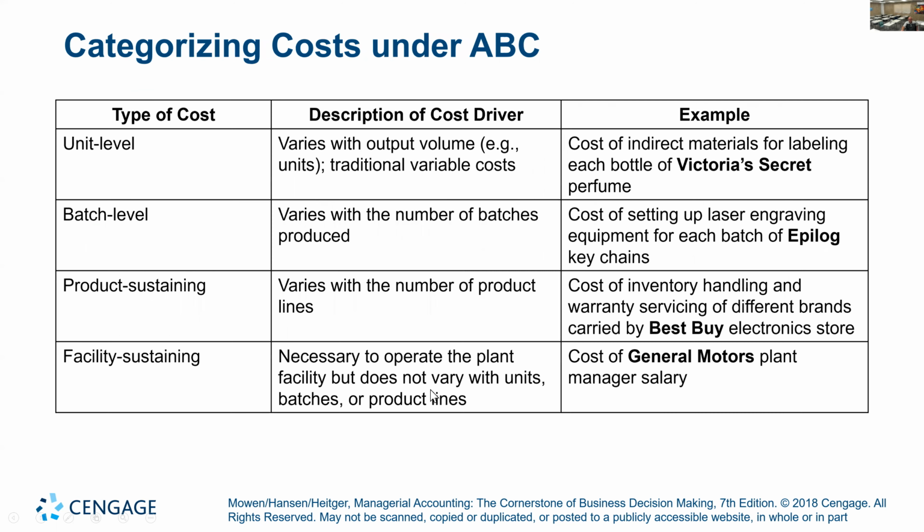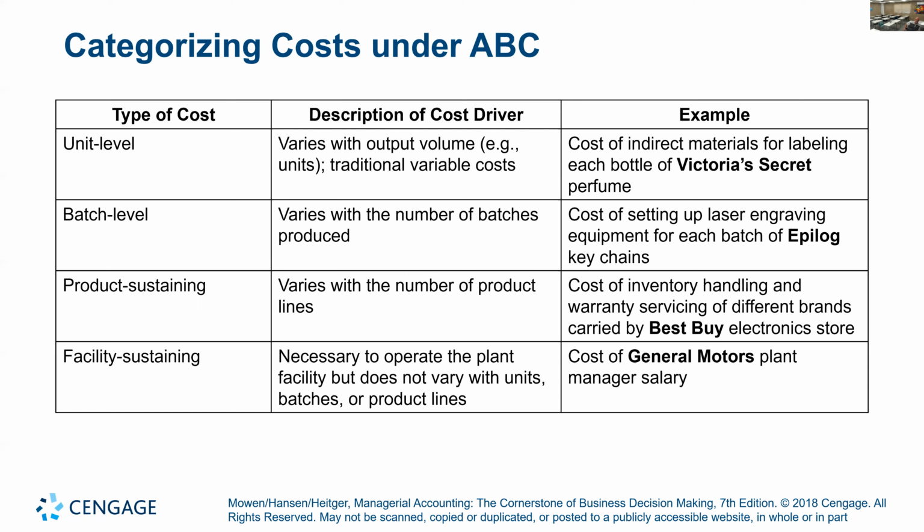So for non-unit related overhead, we have 4 different levels where we can categorize costs. This is important to know. At the unit level, your cost driver is going to vary with output. This is indirect materials. Here's an example: the cost for labeling each bottle of Victoria's Secret. The more bottles that are produced and sold, the more labels, the more indirect material, the higher that overhead cost is going to be. Maybe paint would be another thing like that.